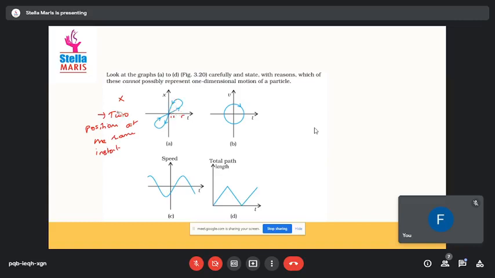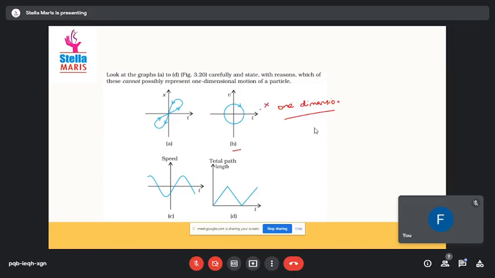Okay, so what about B? Anyone? Jayashri or Soumya? For B, is it a one-dimension motion or not? Soumya, sir. Okay. Actually, it is not a one-dimensional motion.